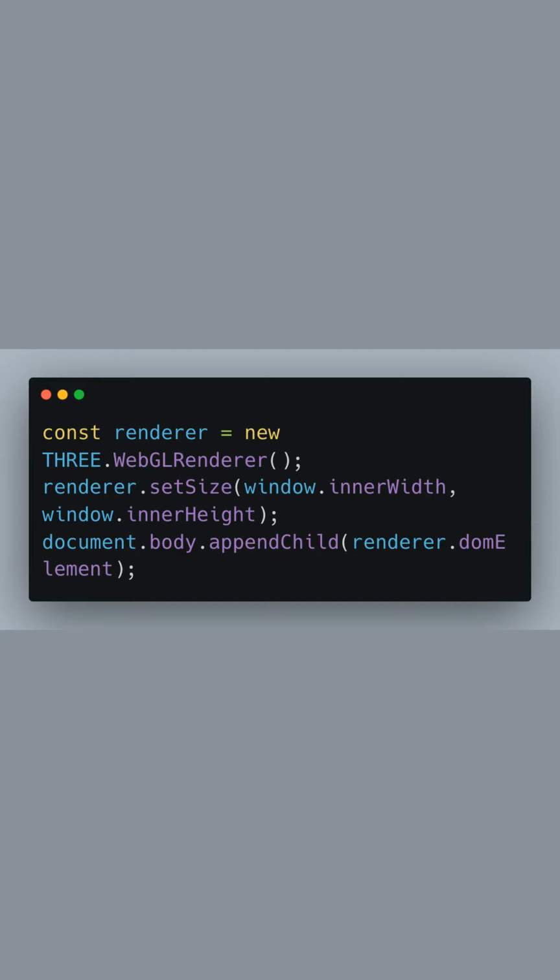With the scene and camera set up, we now create a renderer using the WebGLRenderer, which utilizes the power of the GPU. We set its size to fill our entire browser window for a full screen experience, and then we add the renderer's canvas element to our HTML document so that we can see what we're rendering on our web page.